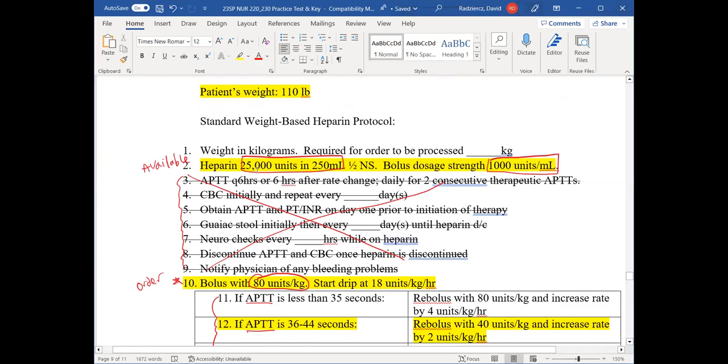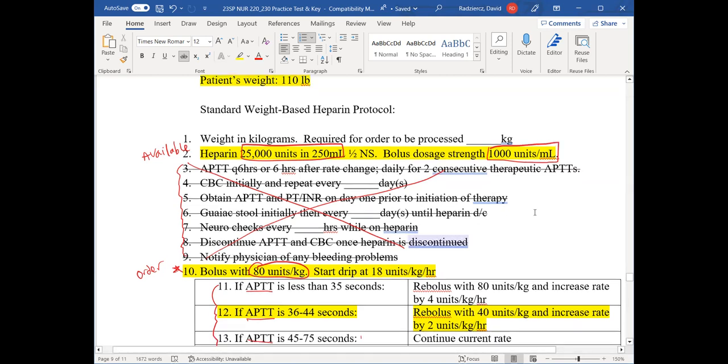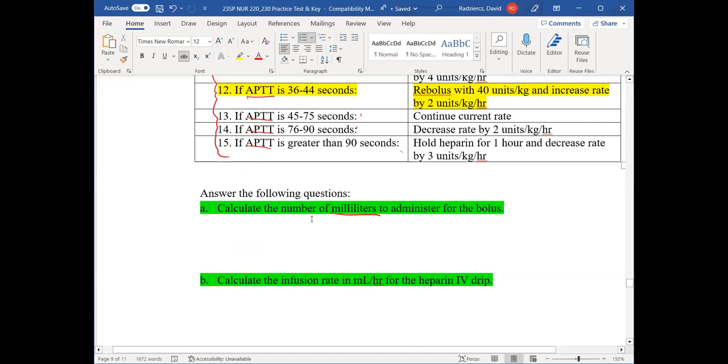So steps 3 through 9, you can see where I put this big giant red X through here. That just tells you that you can ignore those steps. You're not being asked to fill that in. What you're being asked is to answer the questions after the protocol.